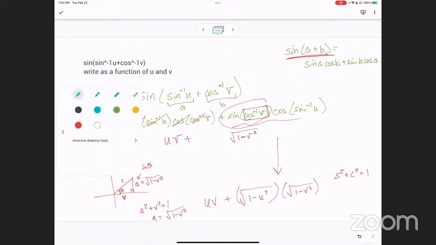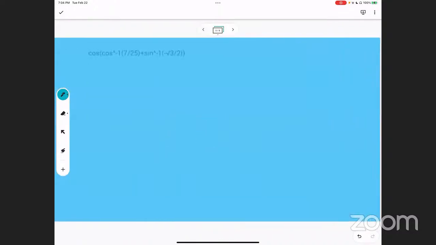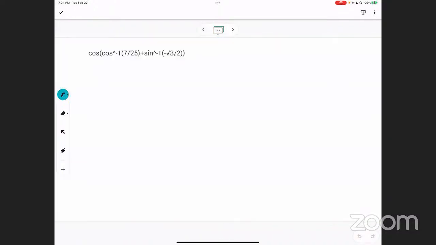And similarly, I could draw a triangle for this one where the sine is U. So here's U and here's 1. So this side over here would be the square root of 1 minus U squared, and that is my cosine. Okay, yeah, that actually does make sense. That's what they did. Okay, nice.